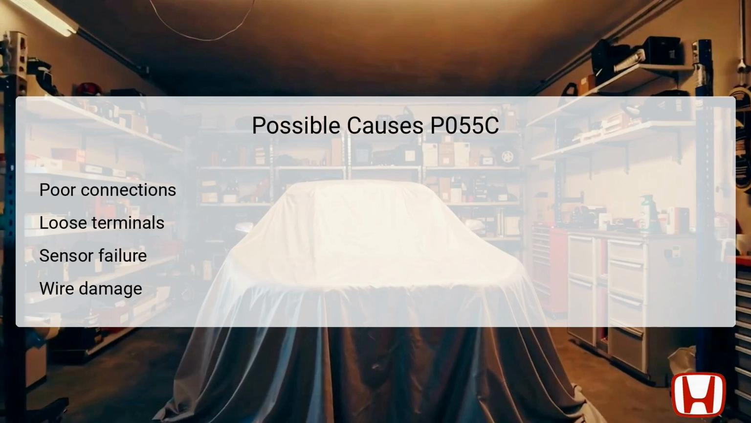cause sporadic low-voltage readings. Another possibility is the rocker arm oil pressure sensor itself being faulty, leading to incorrect voltage outputs. Lastly, damaged wiring, specifically in the circuits leading to the sensor, can either short or break, compromising the integrity of the signals being sent and received.